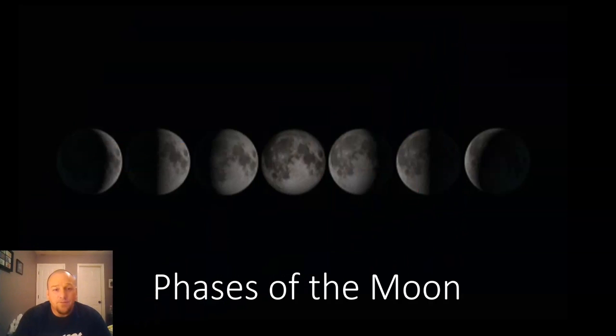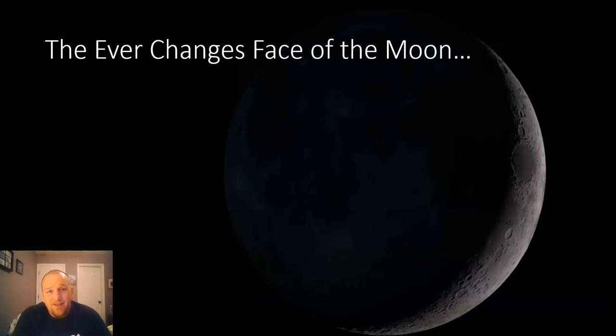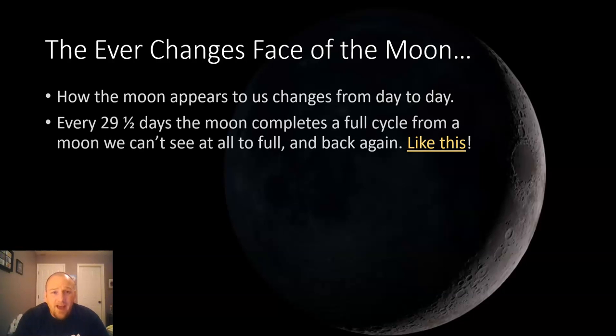So the phases of the moon, of course, change. One of the most interesting things about the moon from an observable standpoint for any kid is that when you look up at the moon, it doesn't always look the same to you. Sometimes you see a bright big full moon, sometimes you see a moon that's far less. And this is what I want to explain right now. So again, it changes from one day to the next in terms of what we see. Every 29 and a half days, the moon makes a complete cycle. It cycles from a moon we can't see at all to a completely full moon and then back again.